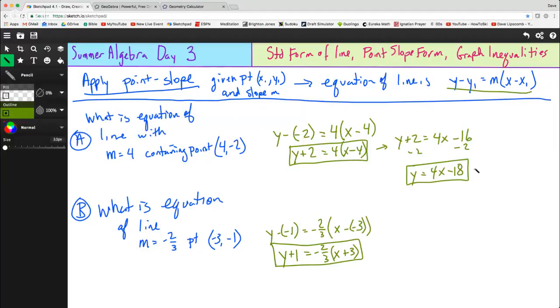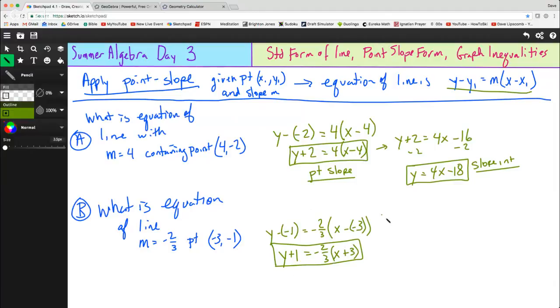And this is slope-intercept. And this is point slope form. So we have, remember, three forms. We have our standard form, which we learned about earlier, our point-slope form, and our slope-intercept form. Here you can do the same thing.